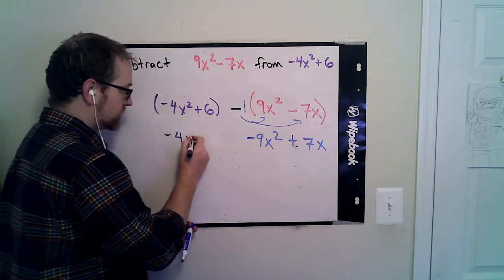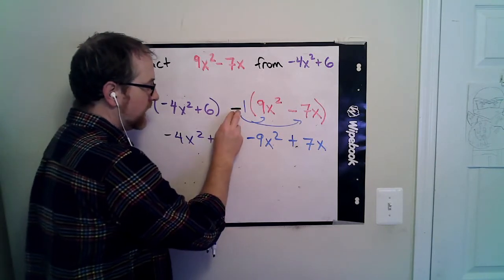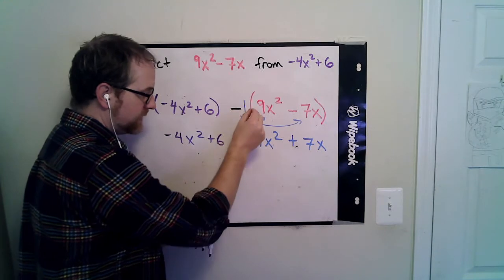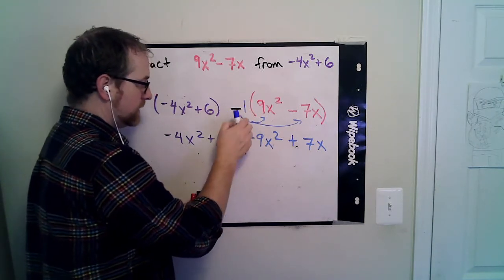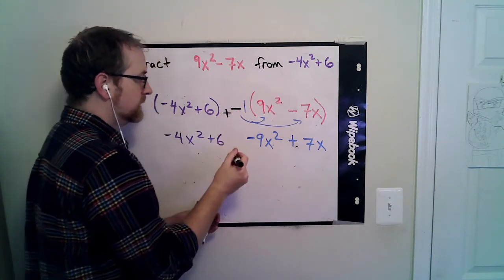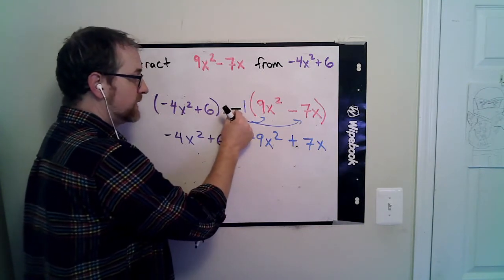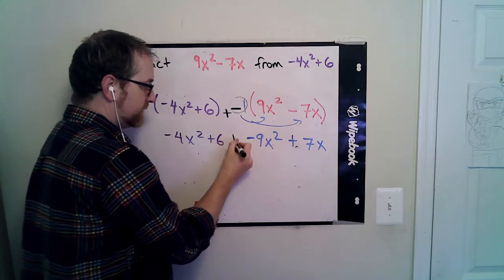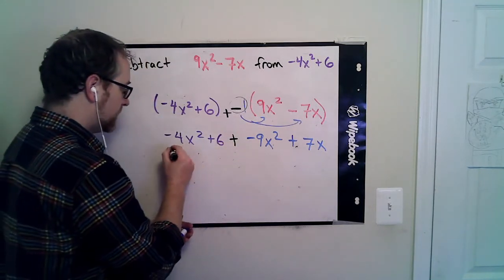Negative 4x squared plus 6. Okay. Now, once we moved this subtract and thought of it as a negative on that 1, we have to keep in mind that subtracting is the same as adding a negative, right? Subtracting is adding a negative. So if you've moved the negative onto the 1 and grouped these together, then what you have left is a plus sign. And we'll just continue combining our like terms.